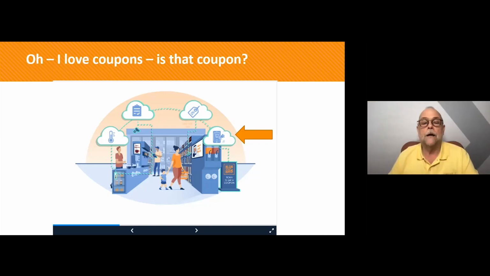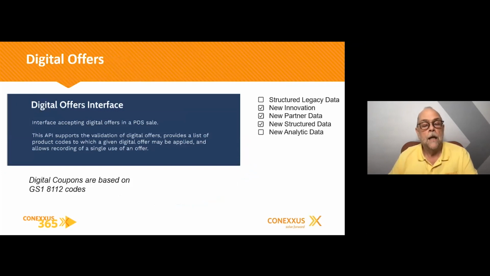Yeah, so you can go right on ahead. And digital coupons in our new API spec are based on GS1 8112 coupons. That's an important thing to remember. We actually did a great Conexxus 365 session on digital offers. I recommend anybody who didn't see it, go back and watch it. It was really, really first rate.